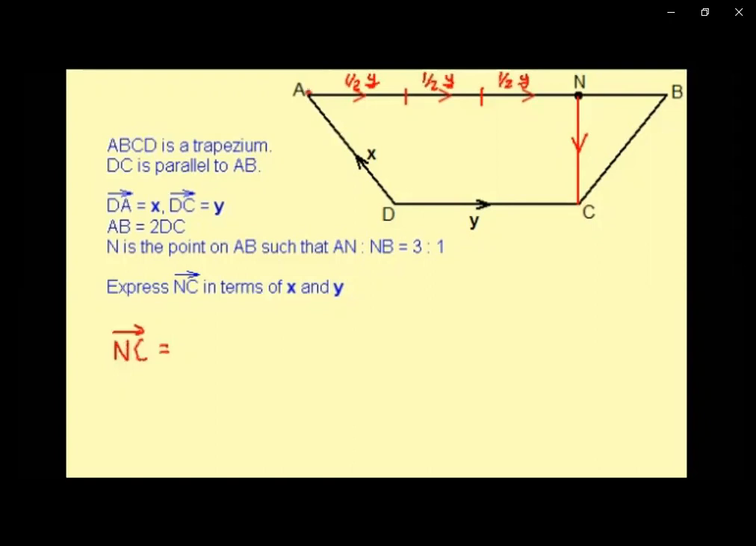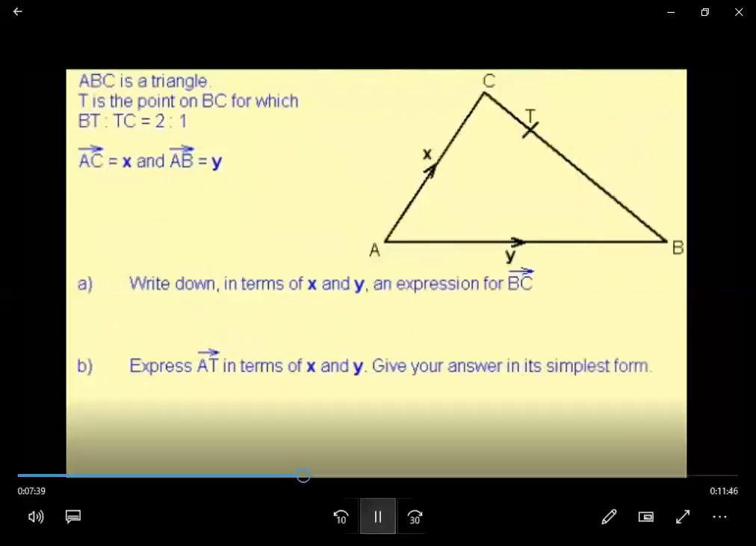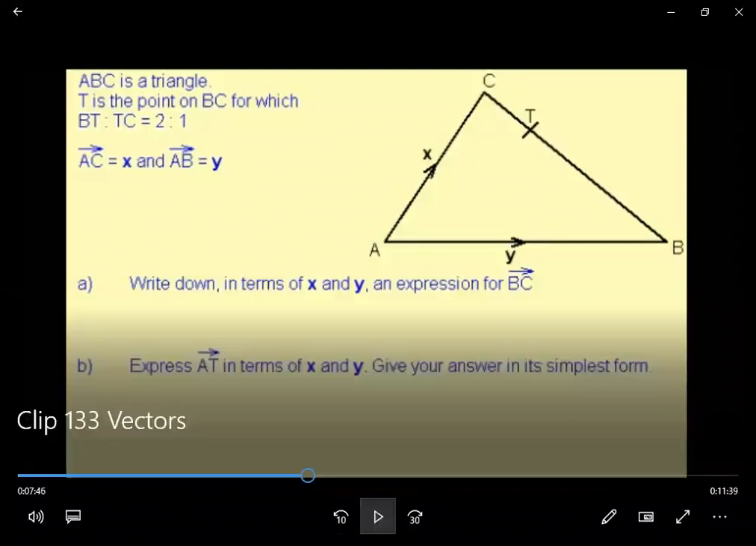It's minus 1.5 vector y minus vector x plus vector y. I can now simplify this to get minus 1/2 vector y minus vector x. So vector NC equals minus a half of vector y minus vector x. Here's a question for you to try. Press pause and have a go at it. When you're ready for the answers, press play.